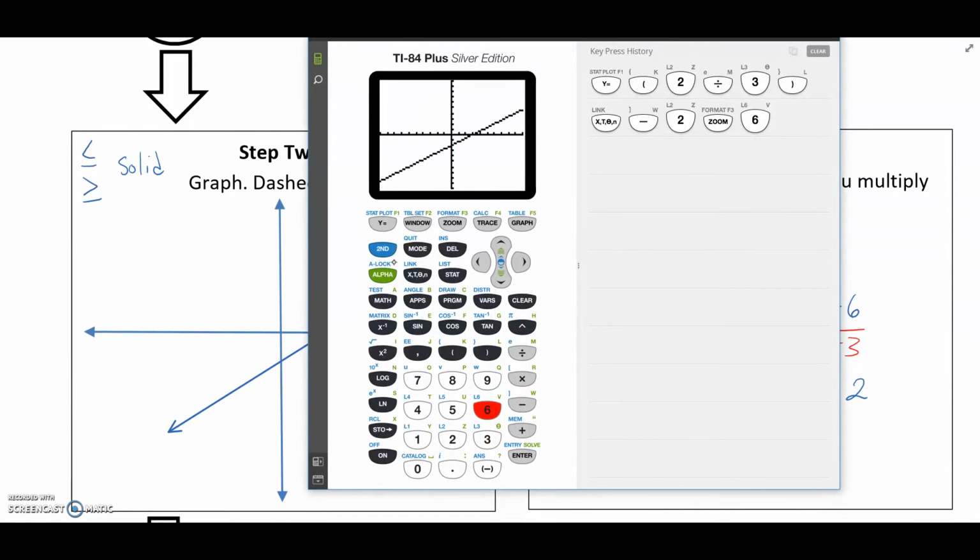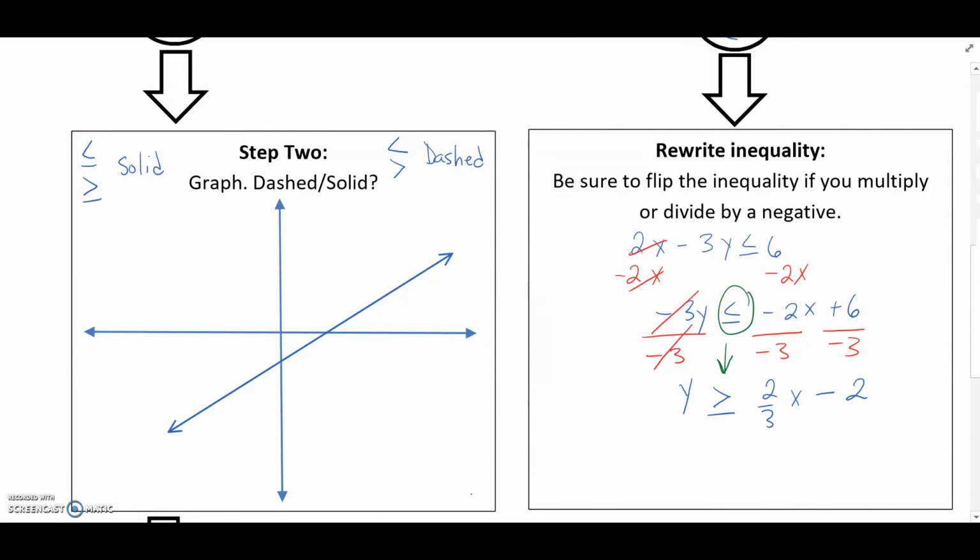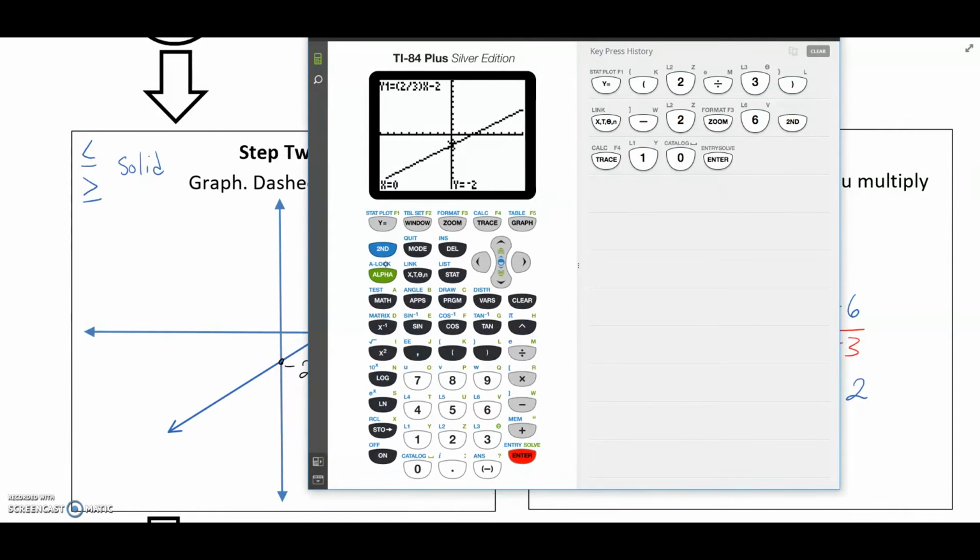So if I go second trace, value, 0, enter. That gives me my y-intercept is at -2. And then here for my x-intercept, second trace 0. And I'm going to go left bound and right bound. Yes, enter again. So that's at 3.